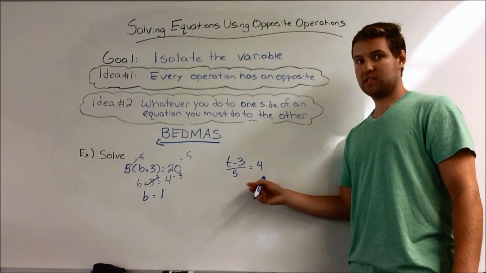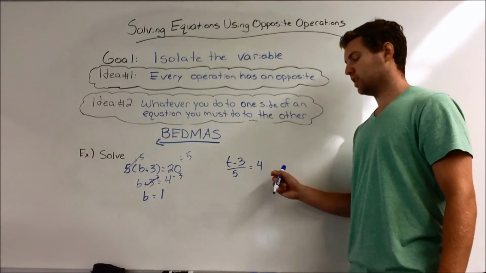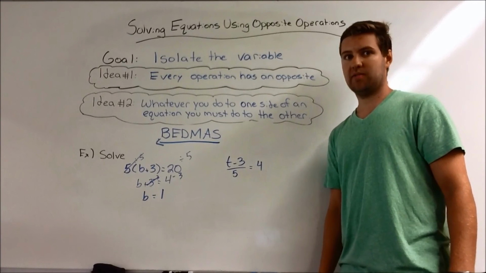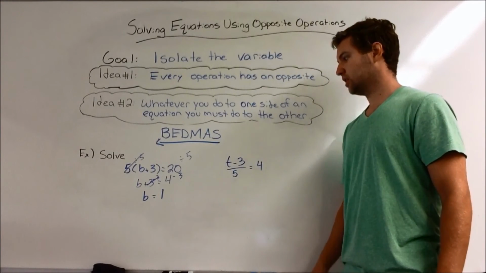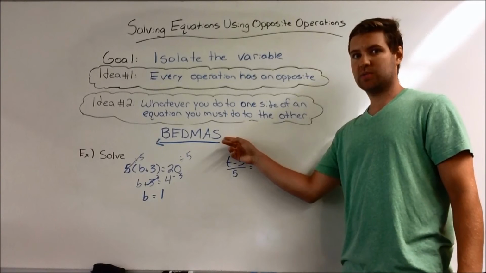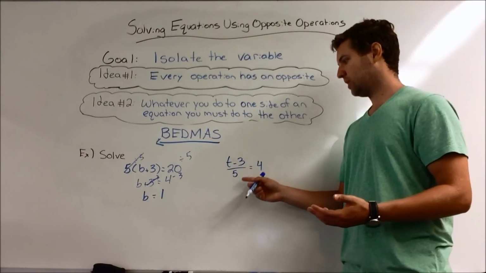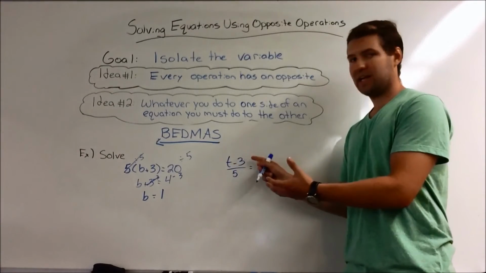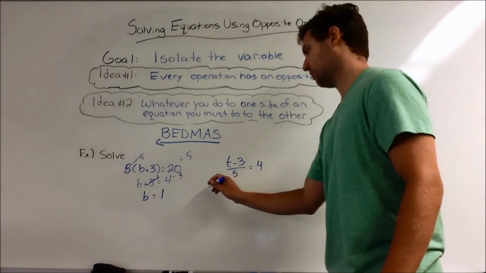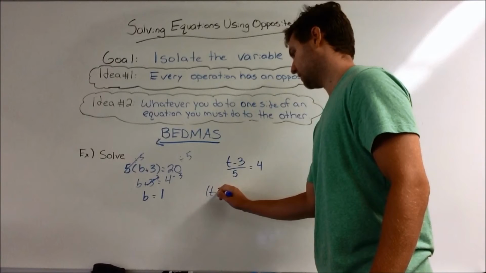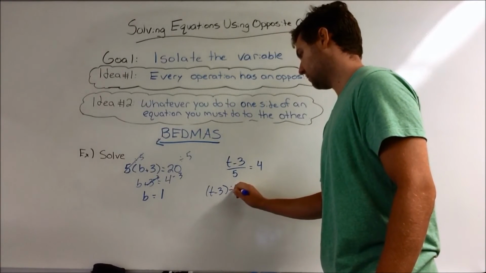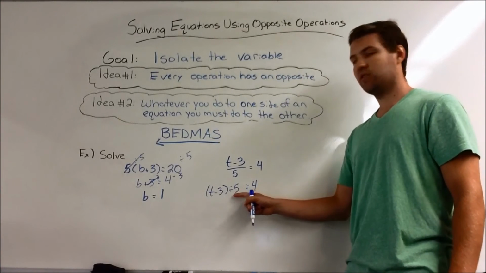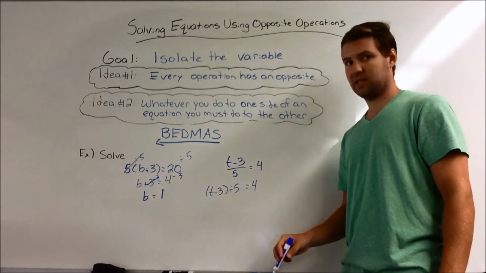Next equation, (t minus 3) divided by 5 equals 4. Now, we have a minus 3 and a divided by 5. Which do we move first? Well, it says to use subtraction first here. But when we have an equation written like this, it's like the numerators and brackets. Another way of writing this is (t minus 3) over 5 equals 4. So really, we move our divided by 5 first because we do brackets last.